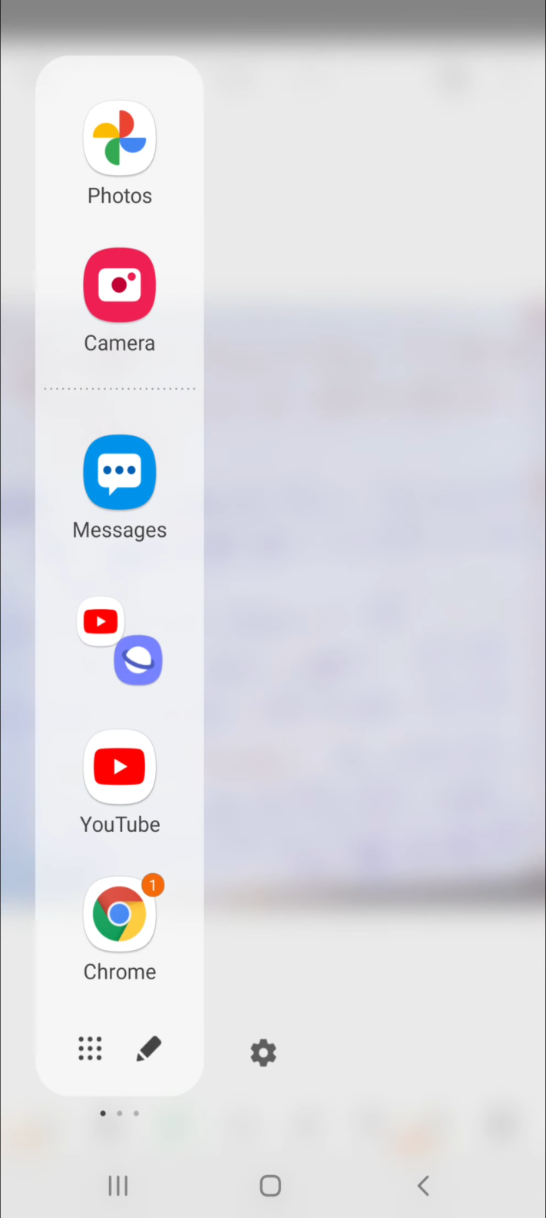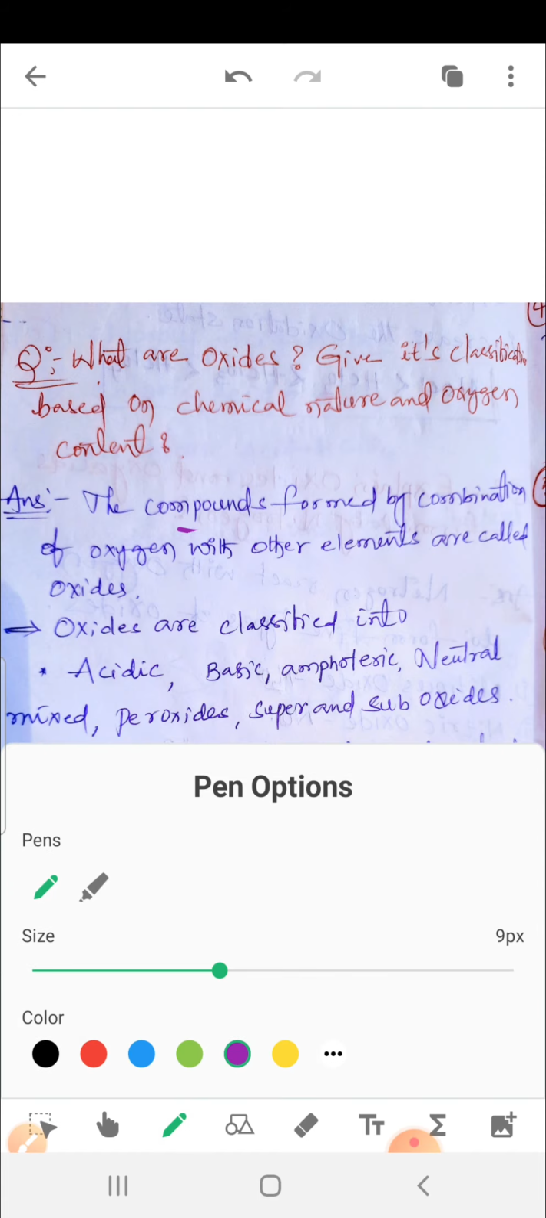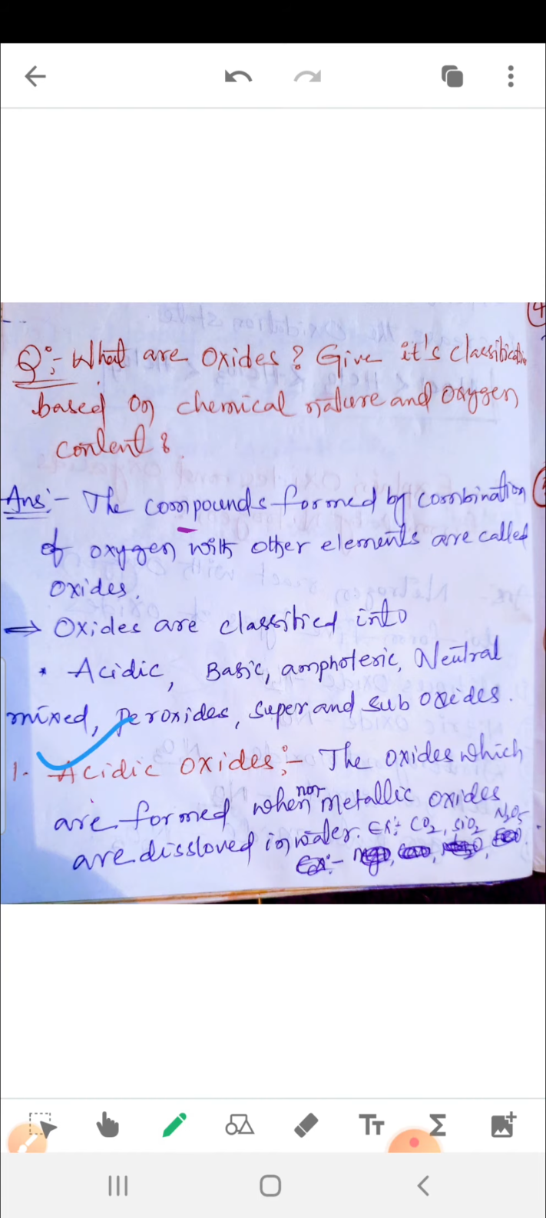First one, acidic oxides. What are the acidic oxides? The oxides which are formed when non-metallic oxides are dissolved in water are called acidic oxides.